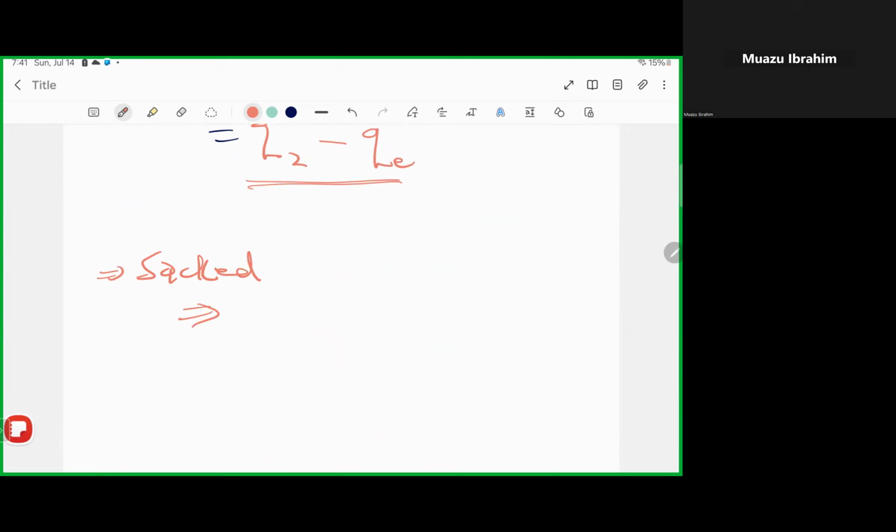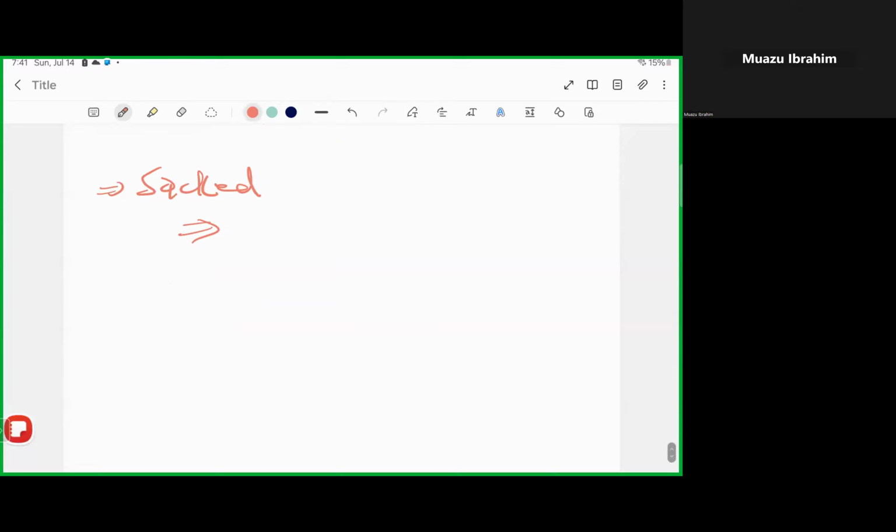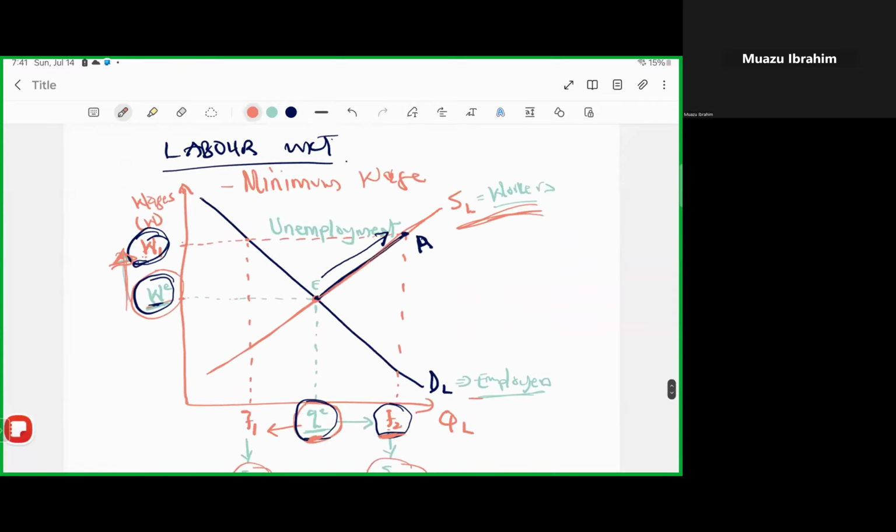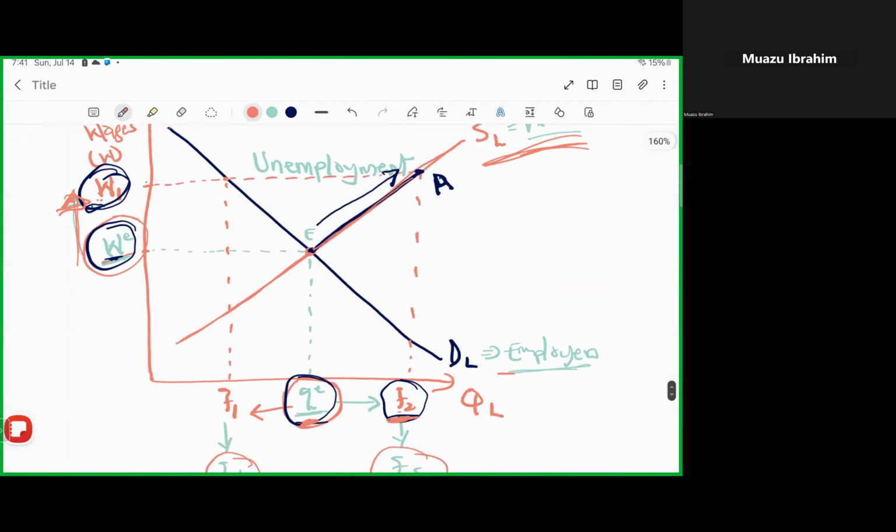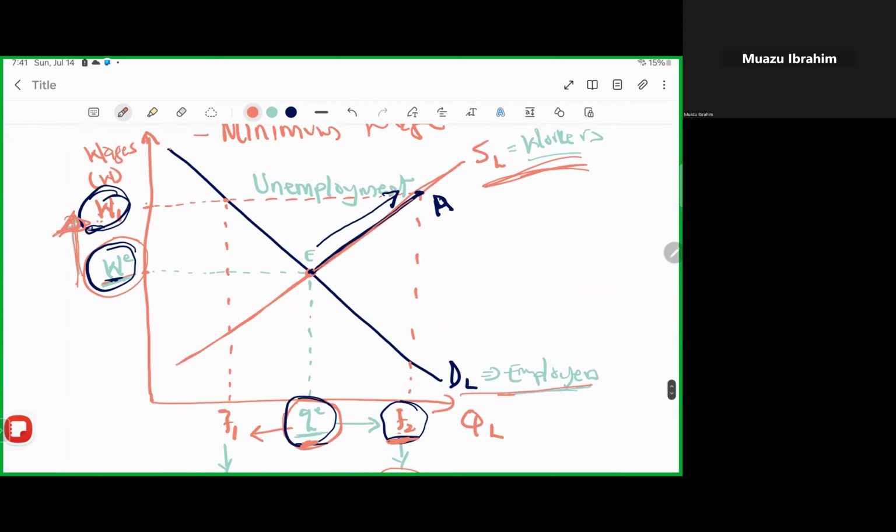What about those who will be sacked? Let's go back to the curve. If you go back to the curve, you will see that in this new supply, in this new wage rate, those will be sacked. We'll be looking at it from the perspective of the employers taking the action. Now, in the new wage rate, not all employers will be willing to pay. So they will lay off some workers. So not all employers would be willing to pay the new wage rate.